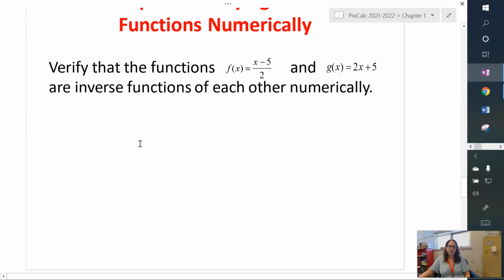All right, the next thing we're going to do is verify our functions numerically. So now we're looking at the tables, we're looking at points. And if they're inverses, then the x of one function is going to be the y of the other one, and vice versa. So what I'm going to do is graph f of x, x minus 5 over 2.